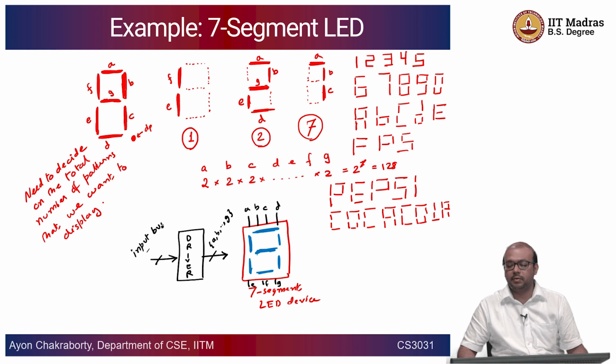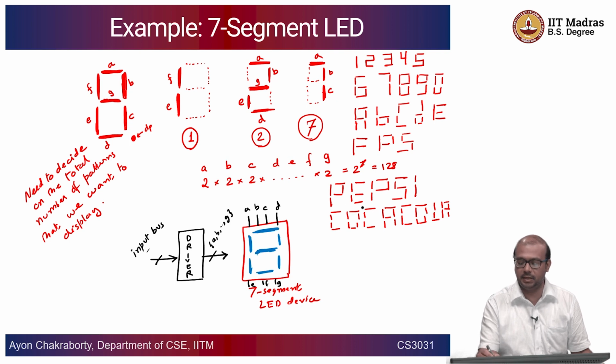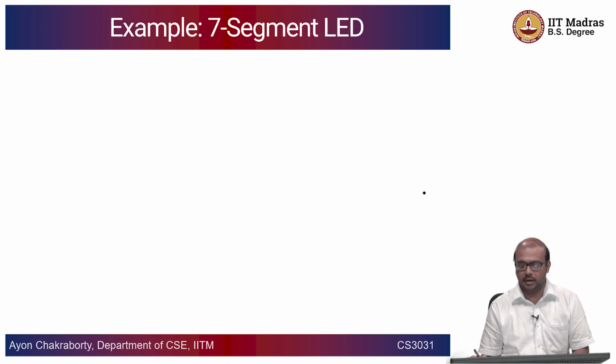So let's say we take up a problem where you want to display 0 to 9. Or we can take a small example just to make it simplified. So let's say we want to only display these 4 characters: P, E, S, and I. So in that case, what will happen? We will basically draw a truth table, and we will see.